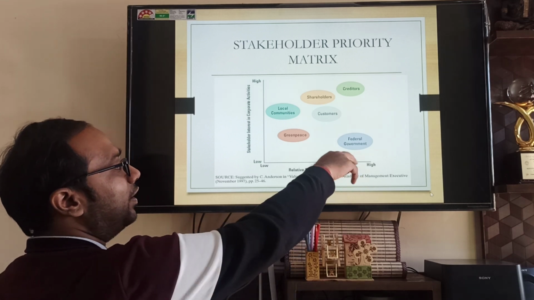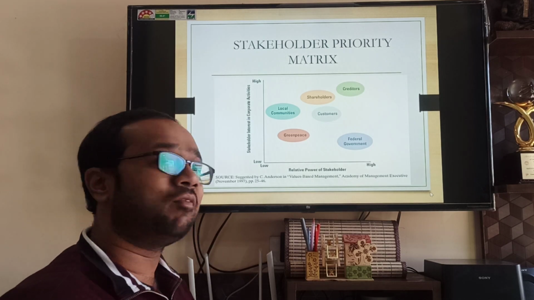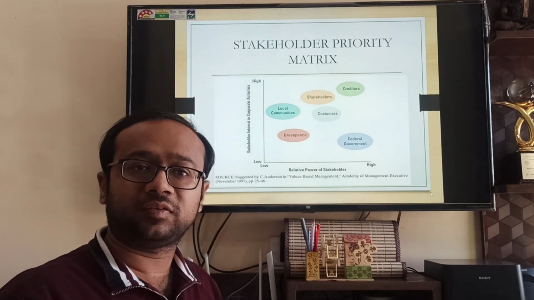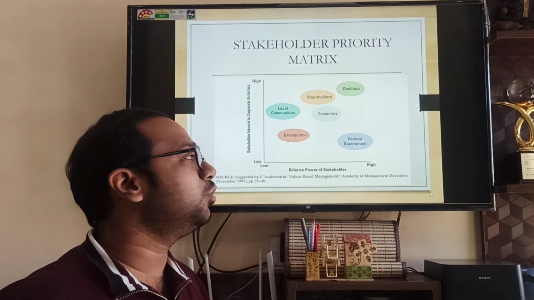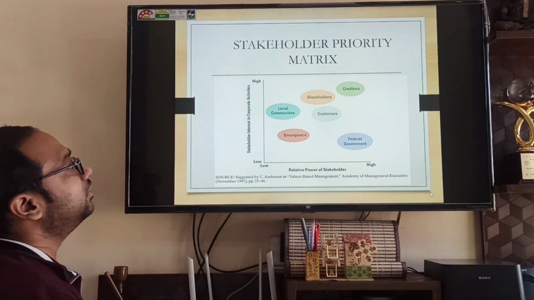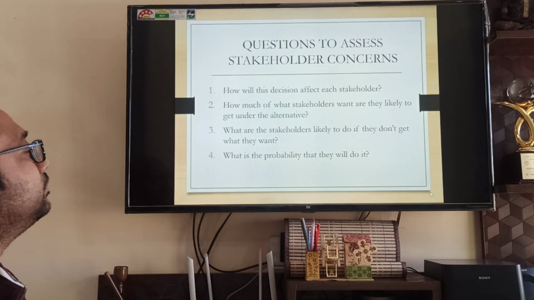In the case of the federal government, their interest in your activities is not there, but they have the power because they control those local policies. Because of this, many times companies have to change their operations because of state politics and all, correct? So you need to see this priority matrix for the stakeholders before developing all these things.